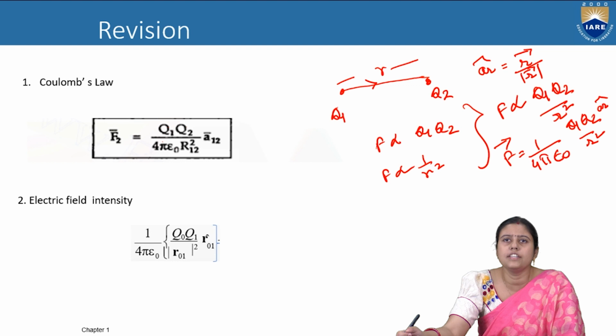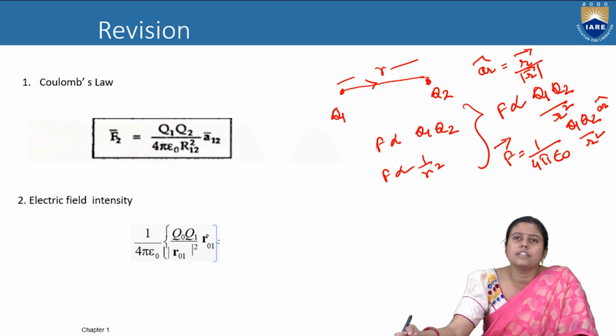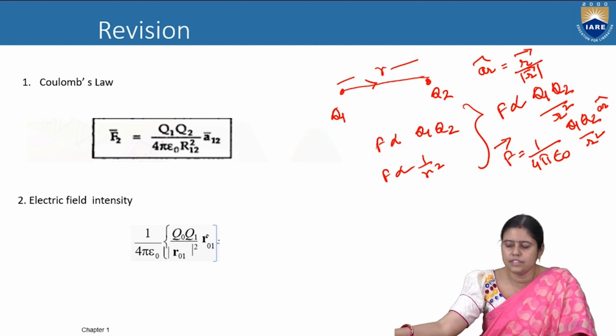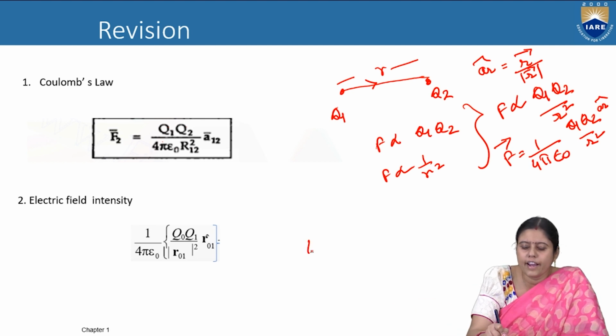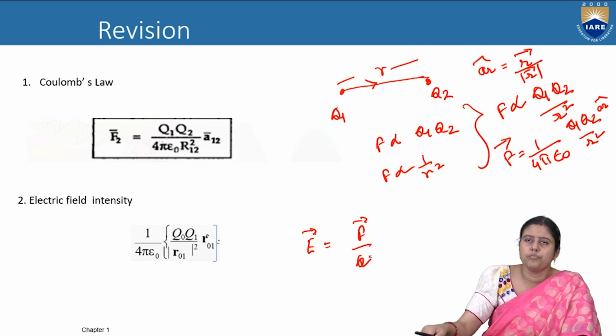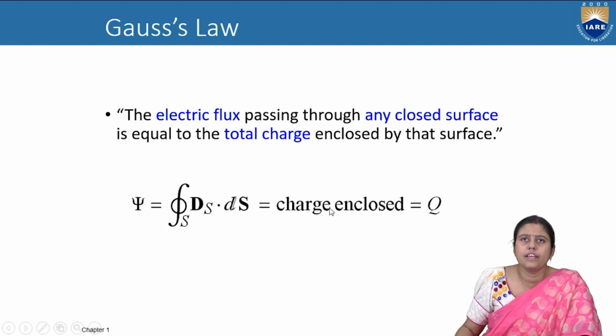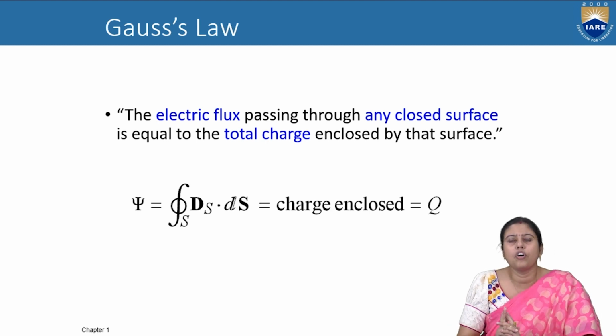What is electric field intensity? Electric field intensity is the force needed to bring one unit charge from one place to another. That is, the force needed to bring one unit charge from infinity to a point. We can write electric field intensity E is equal to force by Q, Coulomb's force by Q. Then we will discuss Gauss law.